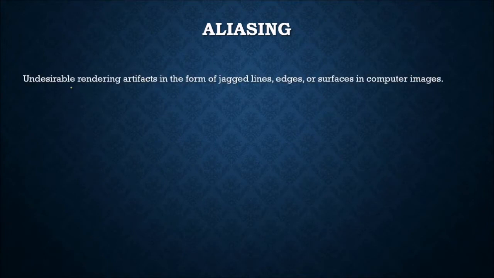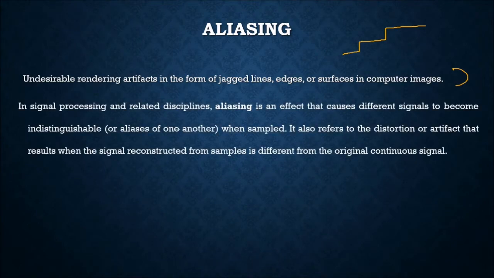Undesirable rendering artifacts in the form of jagged lines, edges or surfaces in computer images are aliasing. It comes from the sampling we do in images. If sampling is not done properly, you will have these jagged lines. In signal processing and related disciplines, aliasing is an effect that causes different signals to become indistinguishable, or aliases of one another. So they will look the same when sampled.